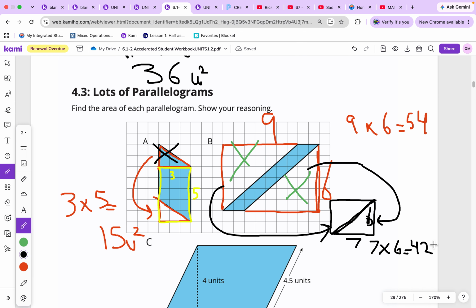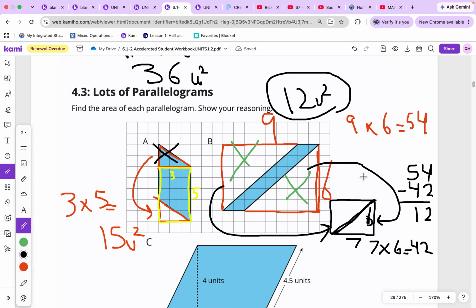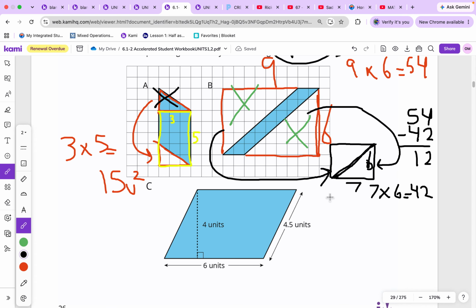And then what I would do is I would subtract it from the area of the big rectangle. I can say 54 minus 42, and I would get 12. So final answer for this one, 12 units squared. Okay, and then example C, I can just slide the triangle over. So I can slide it over to the right. I could fit it right there. And now this triangle is gone.